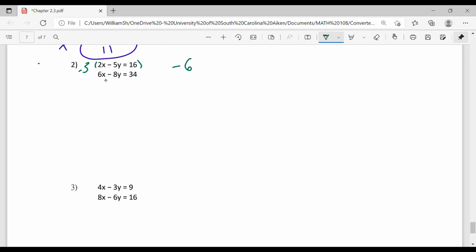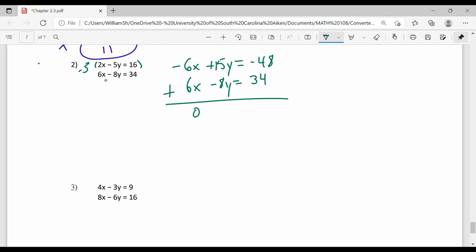So I get negative 6x plus 15y equals, let's see, 16 times negative 3 gives you negative 48. Now I've got 6x here minus 8y equals 34. I can add this up. I get a 0 here. 15 minus 8 gives us 7. So I've got 7y. Now negative 48 plus 34 gives us negative 14. So I divide by 7, and I see that y is negative 2.